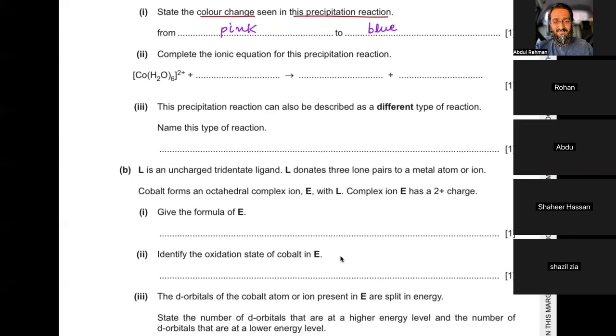Okay. Now, complete the ionic equation for this precipitation reaction. For the ionic equation, you are going to put two hydroxide ions. Then over here, you are going to put Co(OH)2(H2O)4, with no charge because of the two hydroxide ions. And over here, you will be getting two waters.